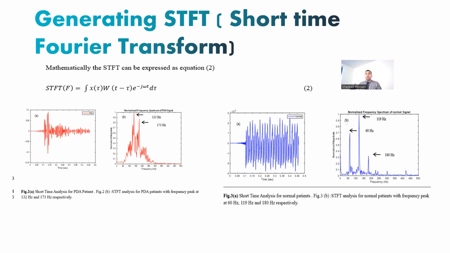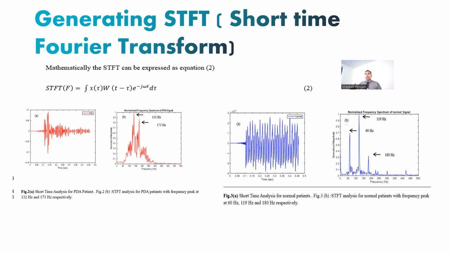Similarly, when we try to do it for a normal patient, we see that there are a couple of different frequency signals present. One is at 60 hertz. The other, the highest peak, was at 119 hertz, which is quite different from the 132 hertz and 180 hertz visualized in a PDA patient. So you would find that there are different frequencies. There's a frequency shift occurring whenever a patient has an abnormal heart condition.